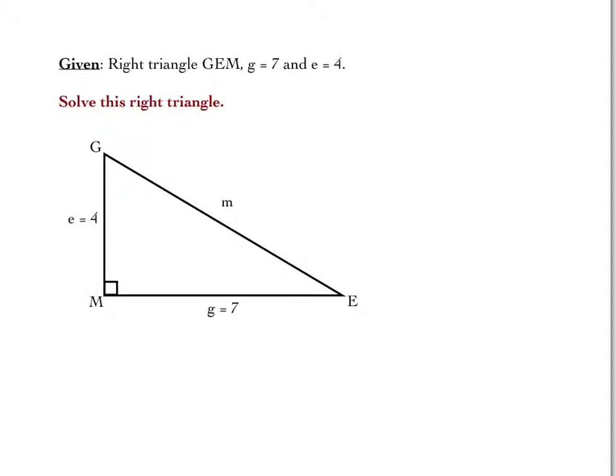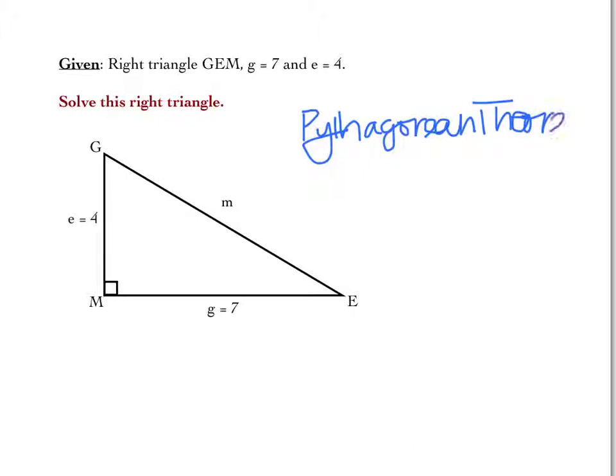Let's begin by finding side M. I have a right triangle, and so I'm thinking I can use the Pythagorean theorem to solve for that missing side. The Pythagorean theorem says leg 1 squared plus leg 2 squared is equal to the hypotenuse squared.